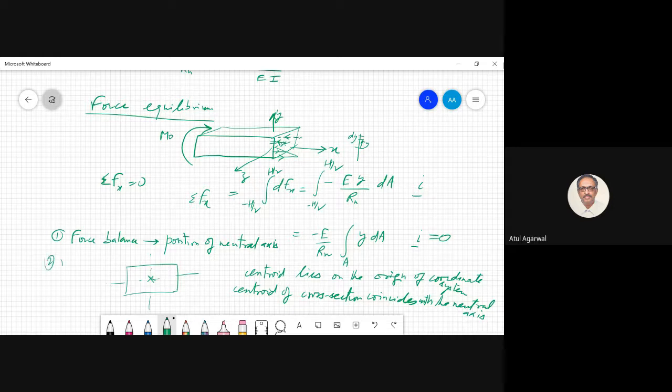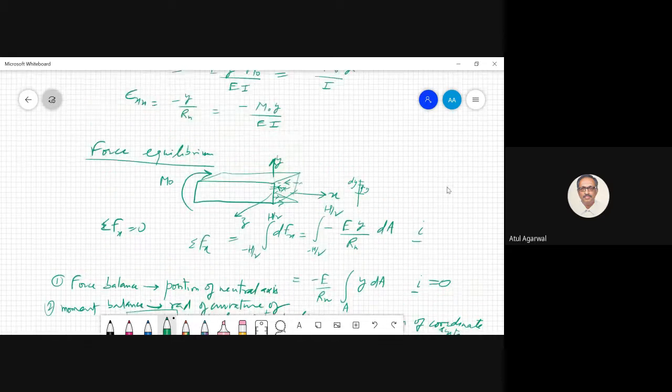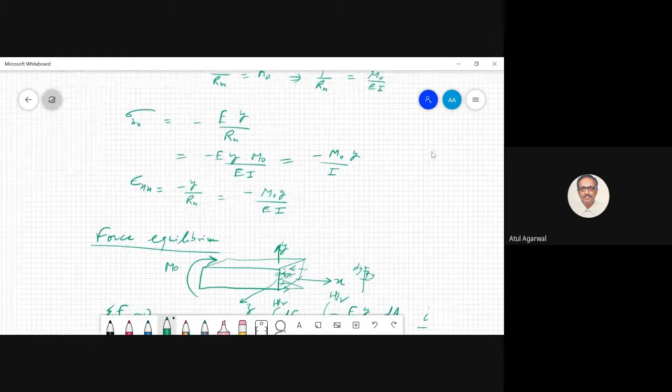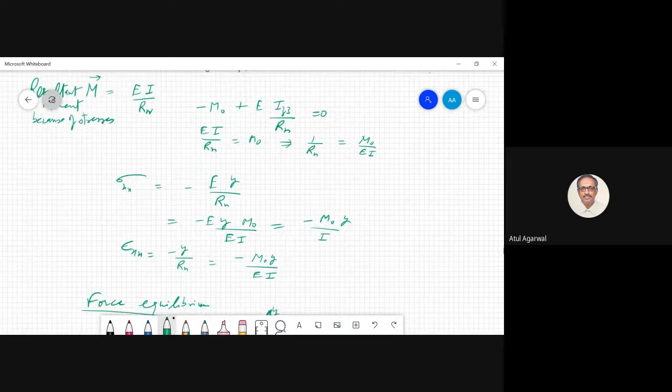Then moment balance. What did moment balance give you? Radius of curvature of the neutral surface. So it told you how much is the deformation. You see, what was your 1 by r? Your 1 by r was equal to M by EI. This was the radius of the neutral surface.